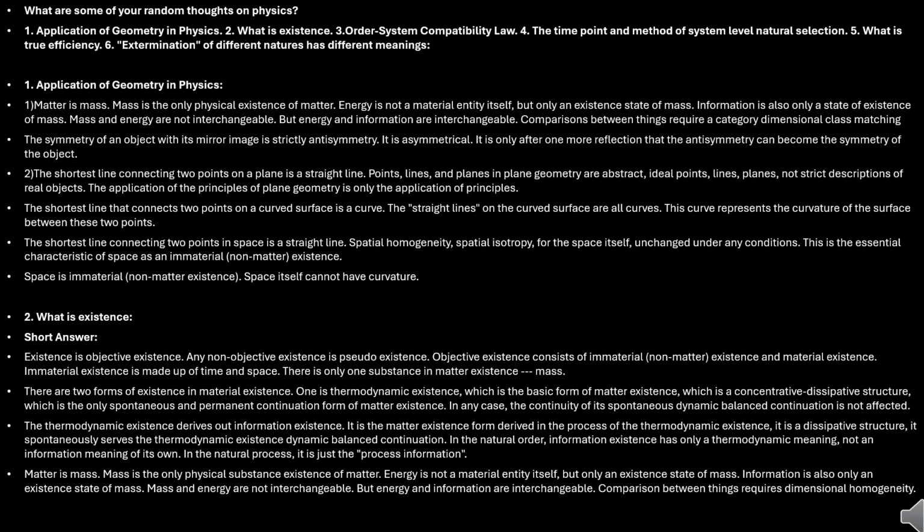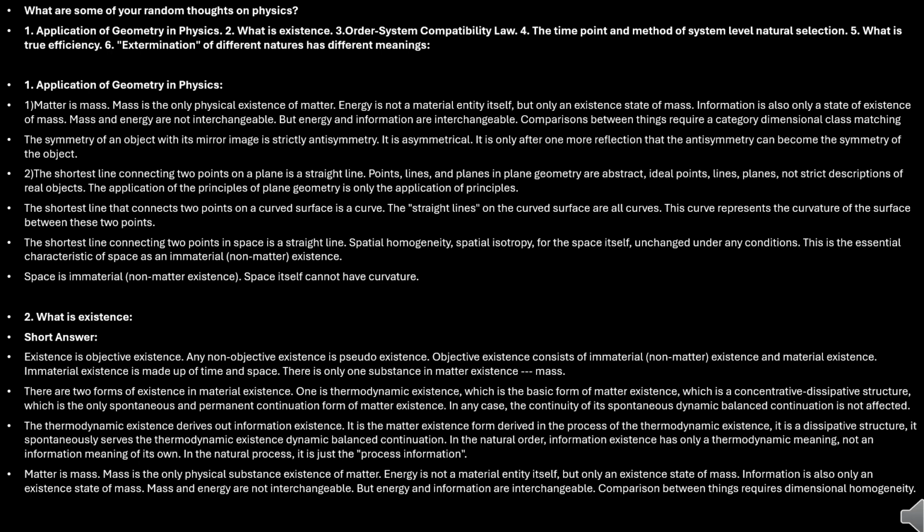2. The shortest line connecting two points on a plane is a straight line. Points, lines, and planes in plane geometry are abstract, ideal points, lines, planes, not strict descriptions of real objects. The application of the principles of plane geometry is only the application of principles. The shortest line that connects two points on a curved surface is a curve. The straight lines on the curved surface are all curves. This curve represents the curvature of the surface between these 2 points.